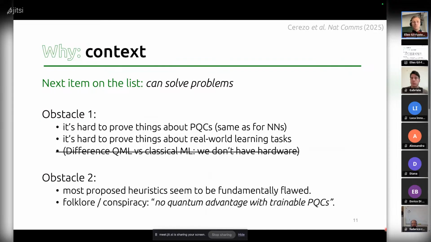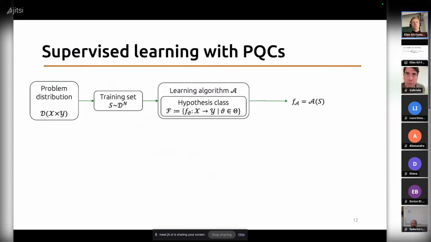And another obstacle that you may be aware of is that there's been already, I don't know, 5 or 6 years of proposals for what to do with this circuit, and several of those proposals seem to be deeply flawed in that it's hard to make them work at scale. And now there's this folklore slogan flying around that there cannot be quantum advantage with trainable parameterized quantum circuits. And I'll also say a bit more about this later.